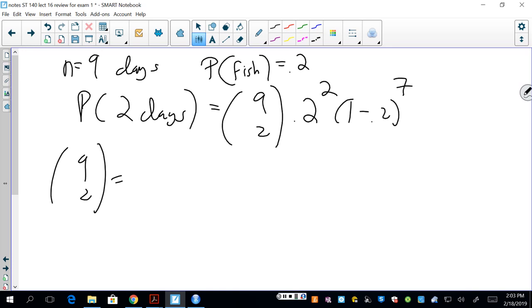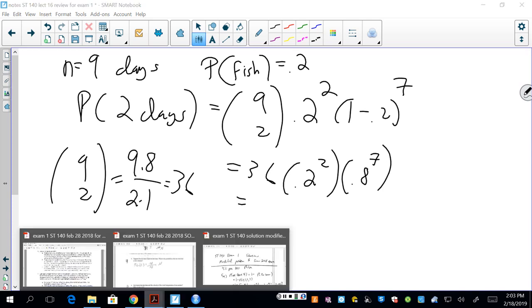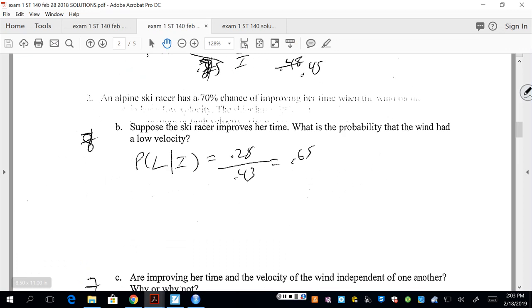Calculating 9 choose 2: 9 times 8, take 2 numbers because we're choosing 2, and divide by 2 times 1. So that's 4, that's 36. So 36 times 0.2 squared, and times 0.8 to the 7th is the solution. Let's see, the solution one.